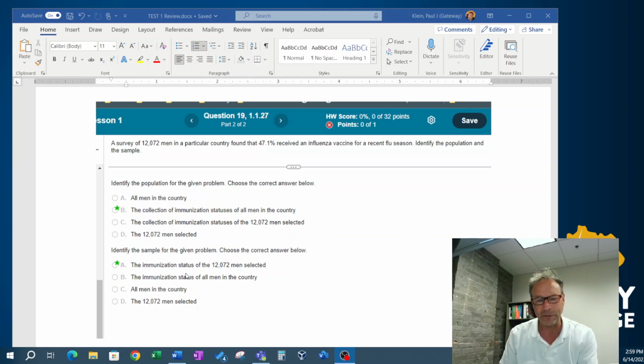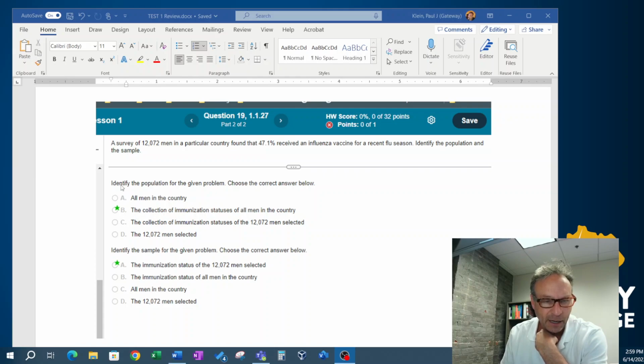And to be honest with you, I think that's very confusing. I would have said the 12,000 men is equally good for an answer. So on this particular type of question, if it does have both of these, like the number is in both of them, then pick the status instead of the people. I think that's very misleading. So I wanted to tell you about that.